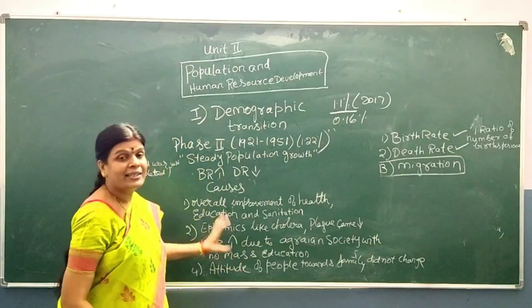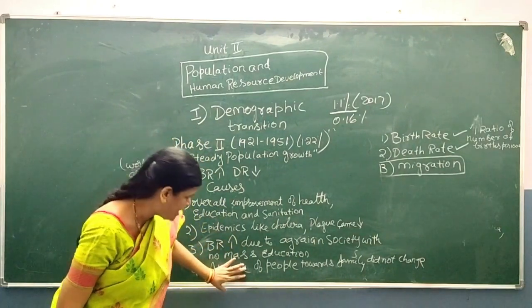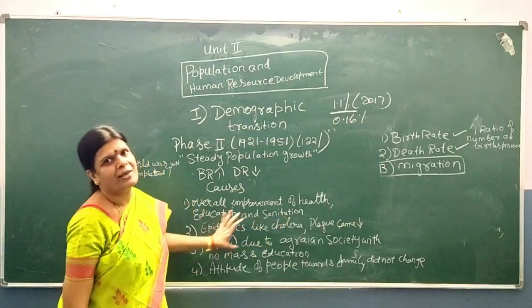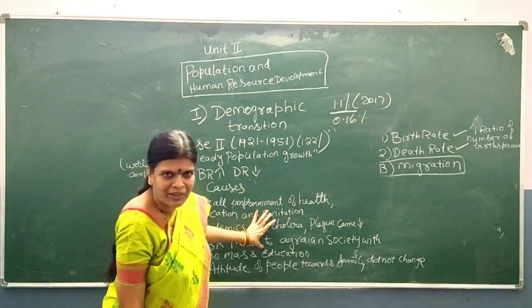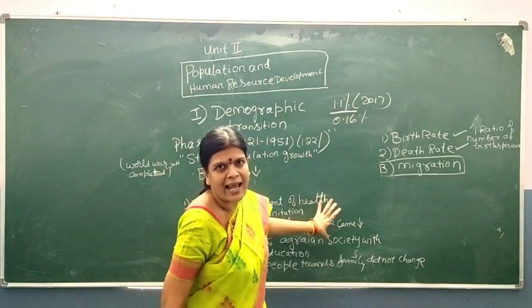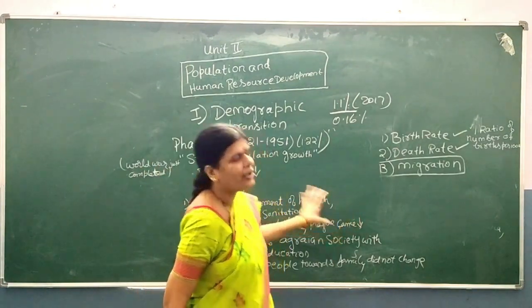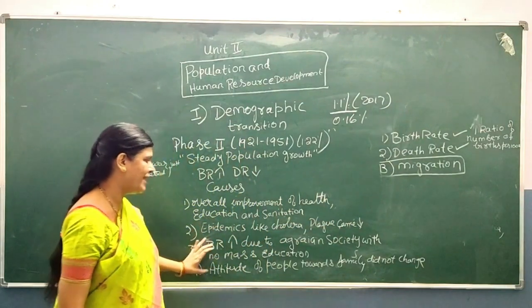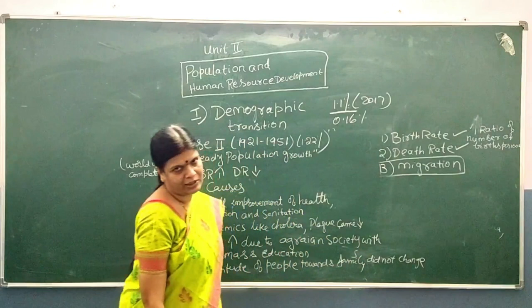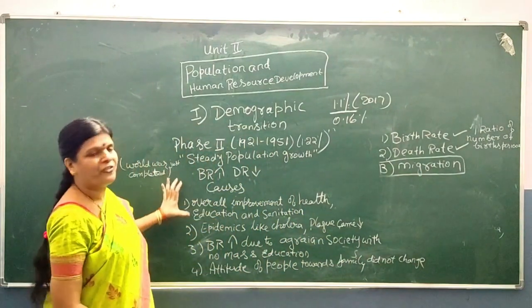Economic burden. This is, girls, why? Because of the agricultural society. Agriculture means villages. Most of the people live in villages and most of them depend on agriculture as their occupation, which did not change the attitude of people towards family. So this is the myth. This is for phase 2.